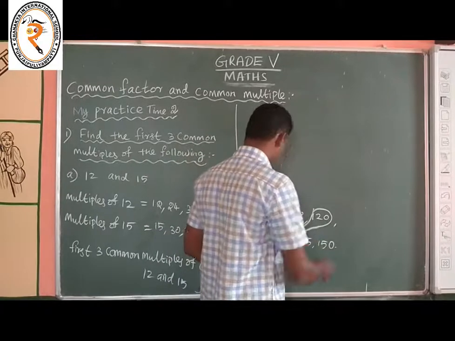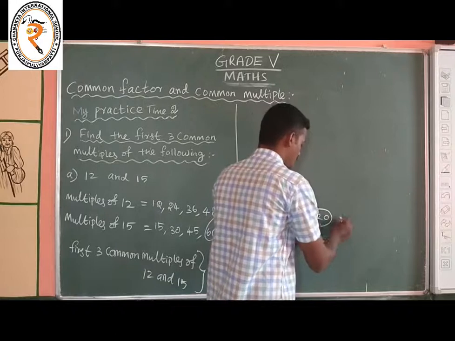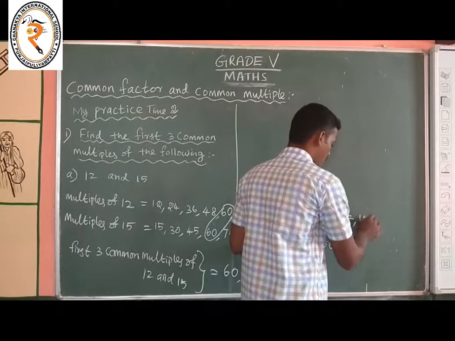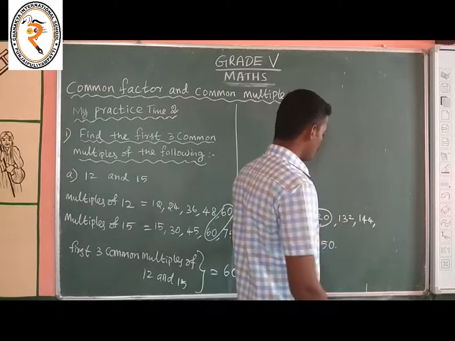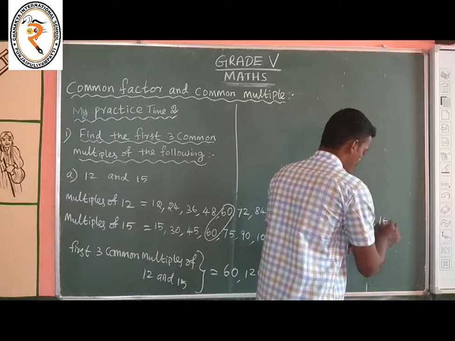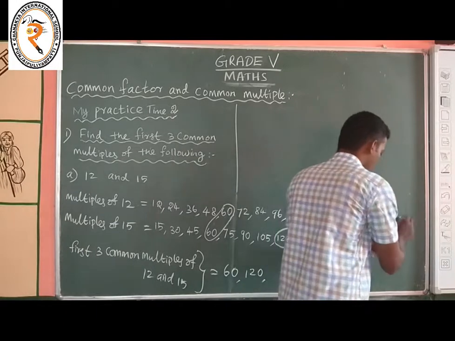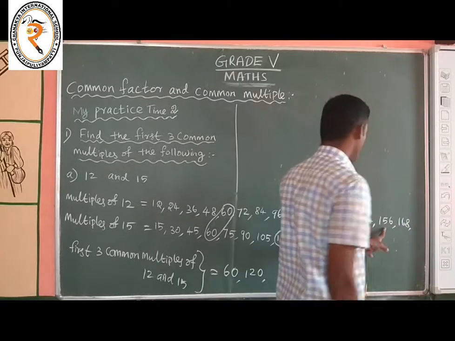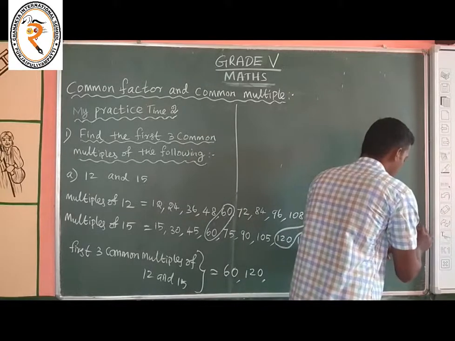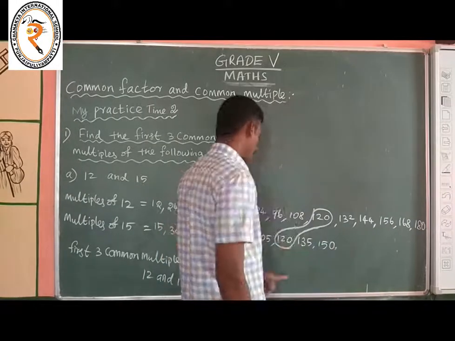Next, the third number. So we extend: 11 12s are 132, 12 12s are 144, 13 12s are 156, 14 12s are 168, 15 12s are 180.